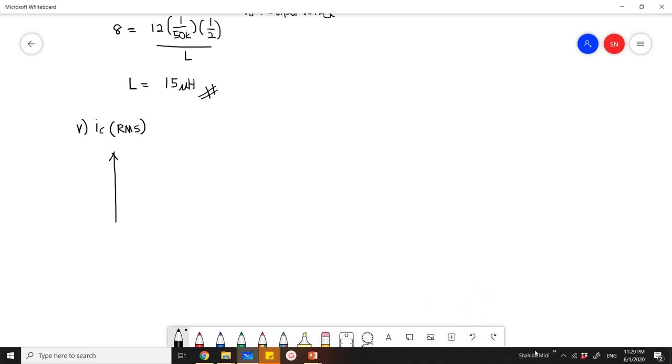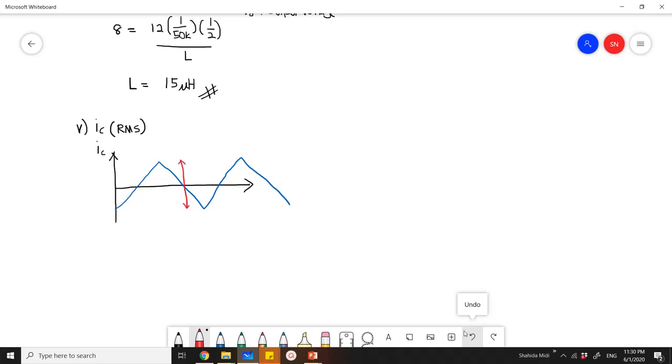So IC here. The waveform for IC will be exactly the same shape as the waveform of IL, but the difference will be in the maximum and also the minimum value. So here we are going to use the information on the ripple value.